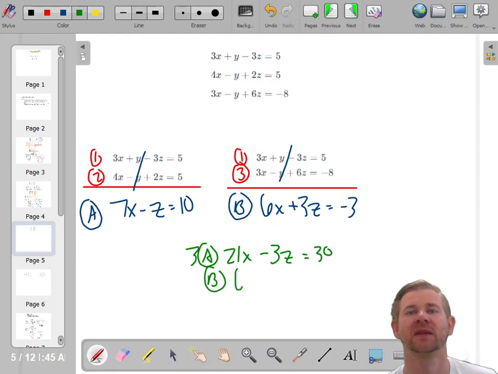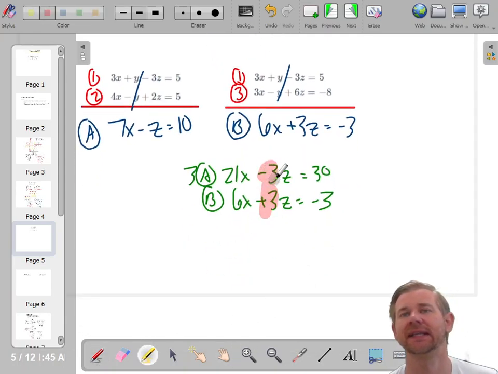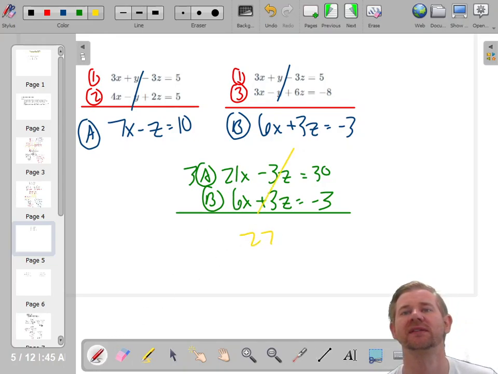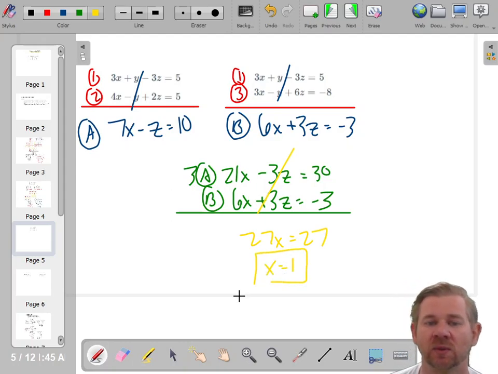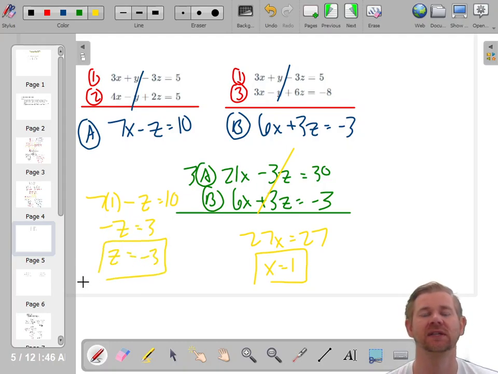Then line B, 6x plus 3z equals negative 3. So the reason I did that was because I needed this to be opposites. I needed that to be negative 3. So it would cancel out with positive 3. And it does now. 21 plus 6 is 27x, and 30 minus 3 is 27, so that must mean x is 1, because 27 times 1 is 27. If x is 1, let's plug it into one of these equations. How about right here? 7 times 1 minus z equals 10. If you subtract 7 on both sides, 10 minus 7 is 3. That's negative z. Divide both sides by negative 1. Regular z is negative 3.